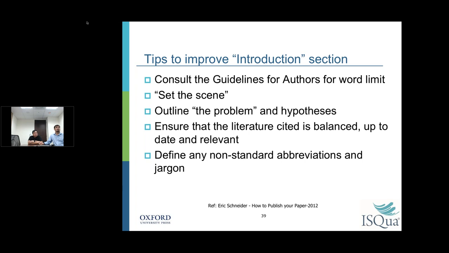So you have to make sure of the word limit, and then you should set the scene: what exactly the problem is and what you are going to do, and outline the problem and hypothesis clearly, and ensure that your literature cited is balanced. Make sure that you're not over-citing and not under-citing, which means you should balance your literature, and it should be updated and relevant literature. And define any non-standard abbreviations and jargon if you're using them.